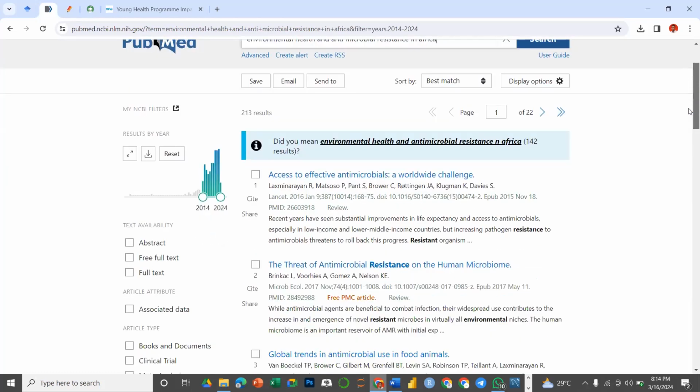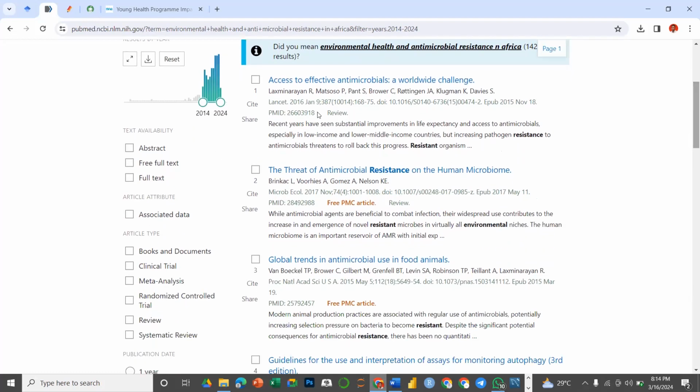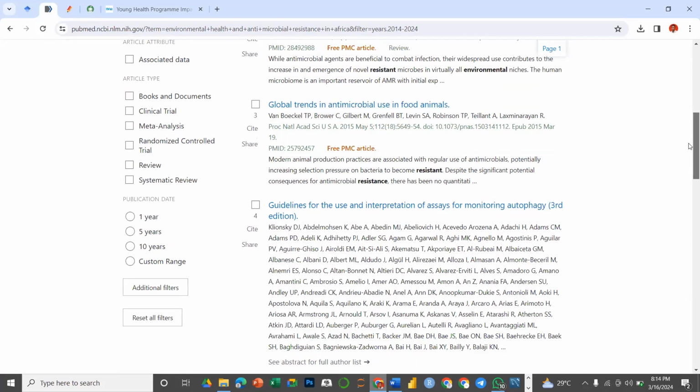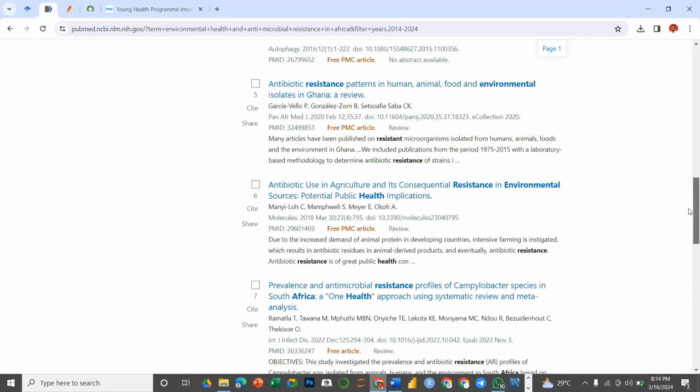Now look at the first one: access to effective antimicrobials, a worldwide challenge. The first thing you do in literature review is read the title. Reading this title, I don't think it is what I'm looking for, because it talks generally about antimicrobials. The second is the threat of antimicrobial resistance on the human microbiome. I don't think I need that right now either. It keeps bringing things that are generic.